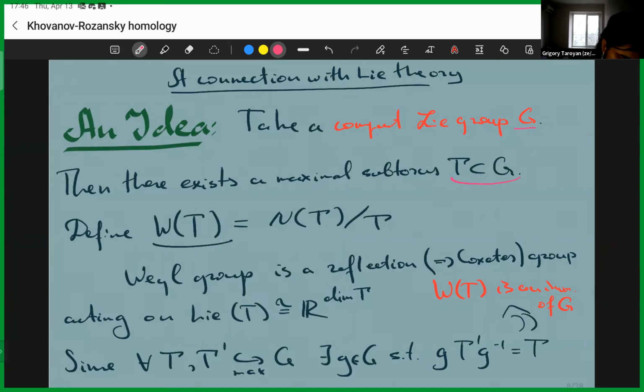Then we have what's called the Weyl group of this torus, which is the quotient of the normalizer of this torus by the torus itself. As it turns out, the Weyl group is a reflection group, hence a Coxeter group, and we can easily identify the Euclidean space on which it acts. It's just the Lie algebra of this maximal torus. But then it turns out that all maximal tori in a compact Lie group are conjugate, and this means that the Weyl group is an invariant of G itself, and so we can associate to each Lie group, or more generally Lie algebra, a reflection group.